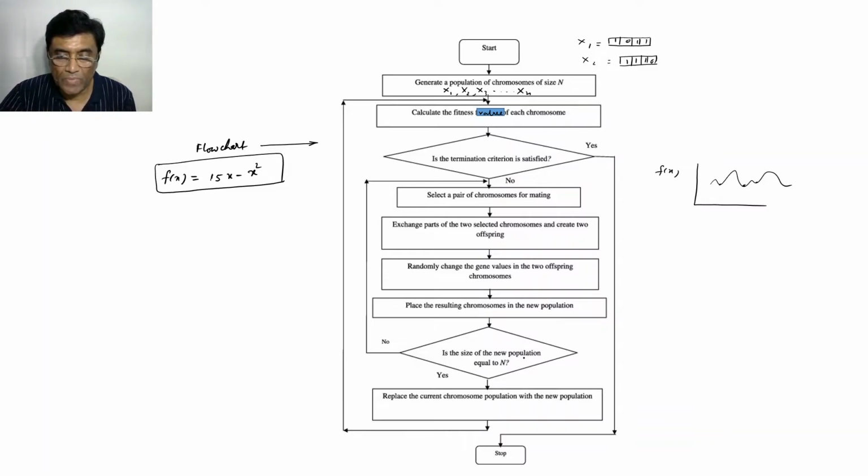So is the size of the new population equal to n? It has to be n. Yes, then replace the current chromosome population with the new one, and then you go ahead and repeat. If no, then you will have to create again a pair of chromosomes for mating, and only those chromosomes will be kept, the number of which will be the same generation after generation. Okay. So this is very simple, right? Isn't it? A very simple genetic algorithm.